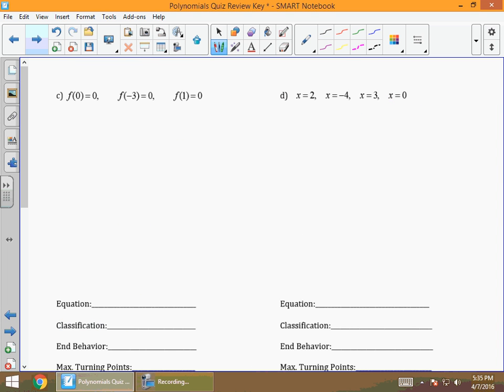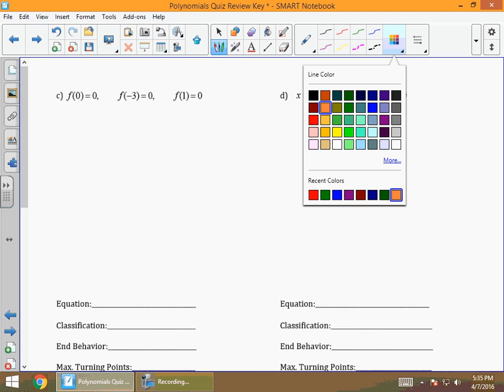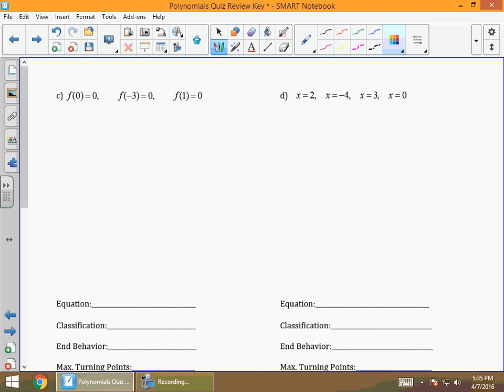And C and D, I'm going to do the same kind of thing. Part C. Now, part C tells you a couple of different things. It says that f of 0 is 0. That means it has a y value of 0 when x equals 0. So the y value is 0 when x equals 0. It tells me that that is an x-intercept. So that is the same thing as saying that the function is 0 when x is 0. So this is the same thing as just saying that x equals 0.